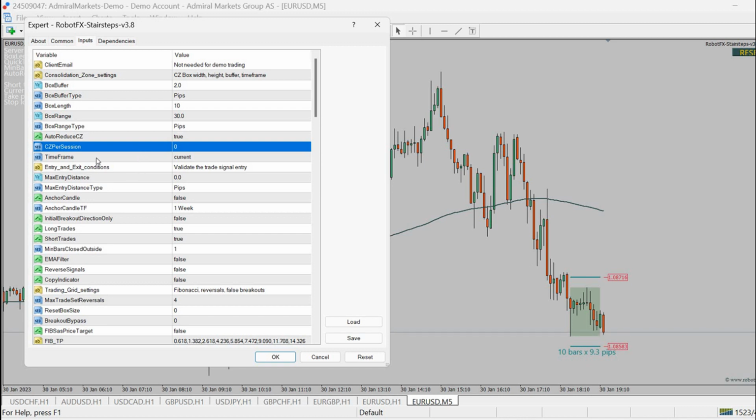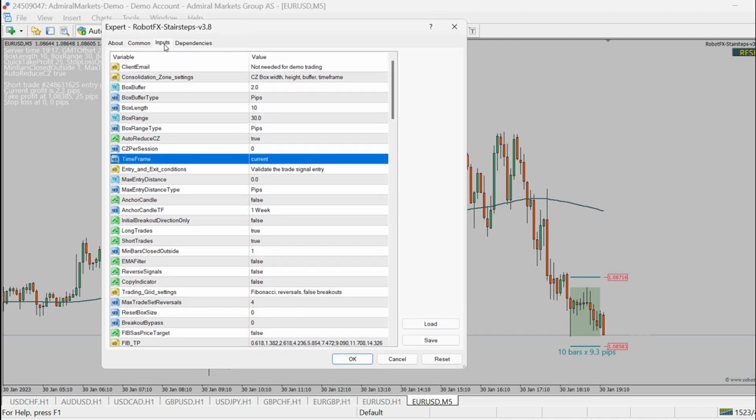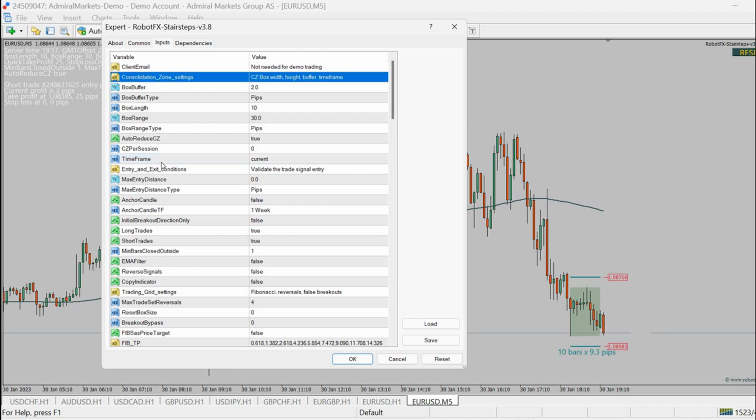And finally, the option to determine the time frame of the consolidation zone, obviously set to current. It means that the expert advisor will draw the consolidation zone on the current chart, in the case of 15. But if you want to search and monitor consolidation zones on a higher time frame, choose the time frame right here in the time frame option. And this was all about the consolidation zone settings itself.